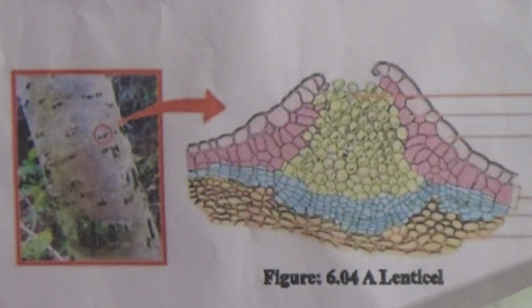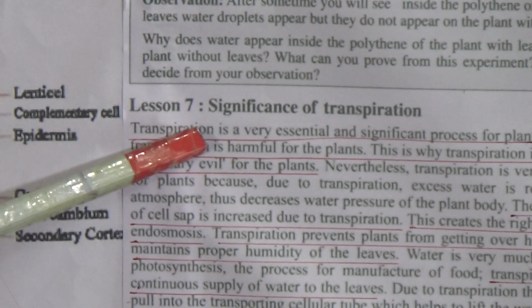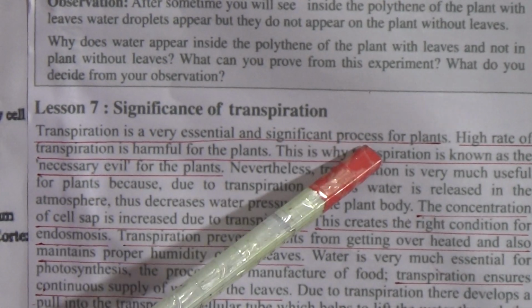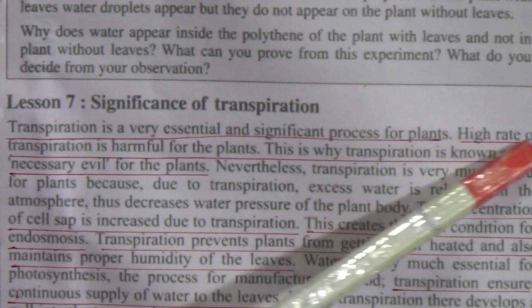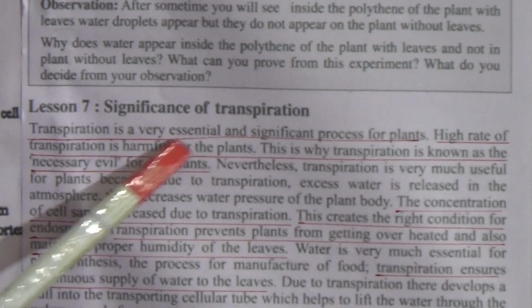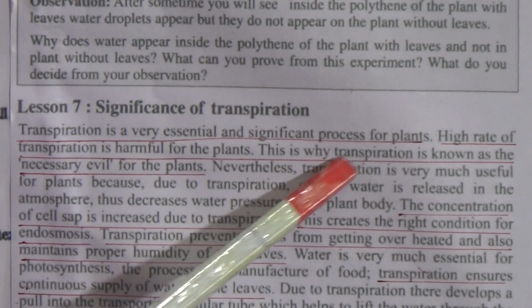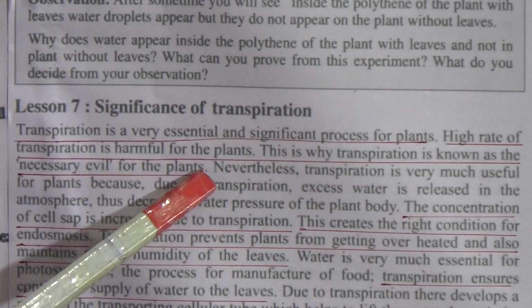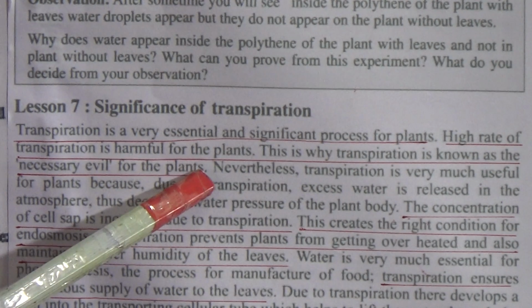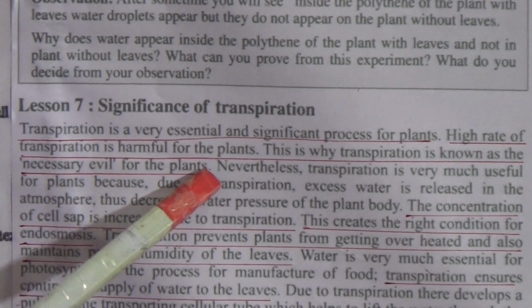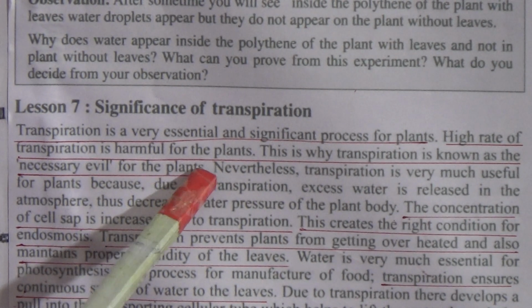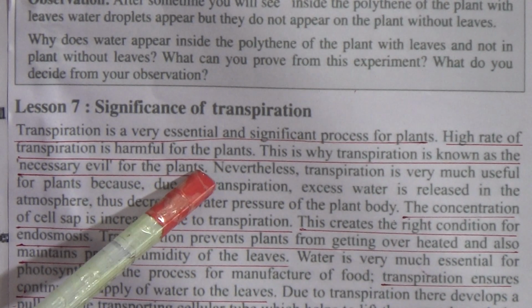Now come to the significance of transpiration. Transpiration is a very essential and significant process for plants. A high rate of transpiration is harmful for the plant. This is why transpiration is known as the necessary evil for plants. Dear students, that is a very important line for you. You will get a huge number of questions from this portion, that means the significance of transpiration.